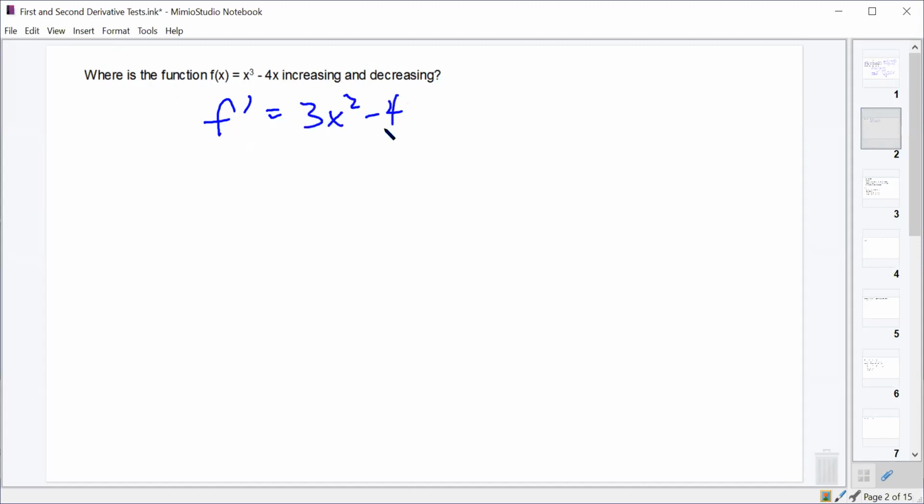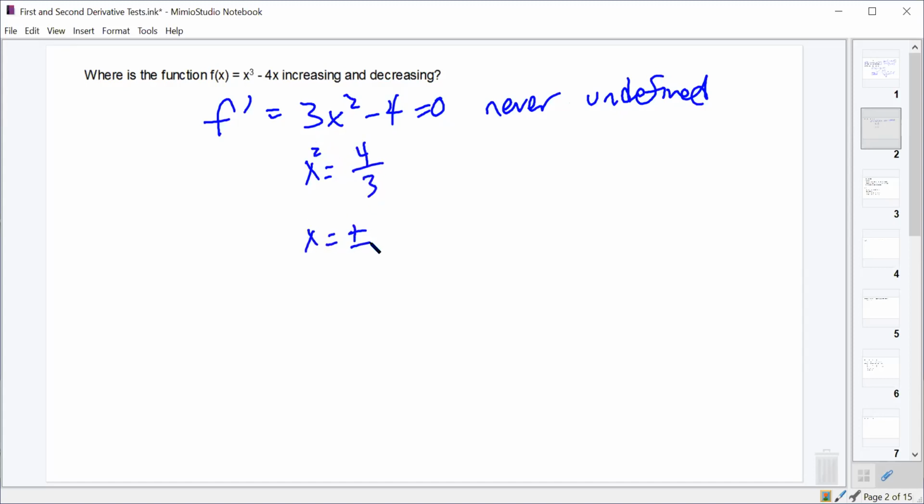And first off, when is that undefined? Never. And when does it equal 0? When x equals what? Or we could say x squared equals 4/3, so x would equal positive or negative 2 over the square root of 3.